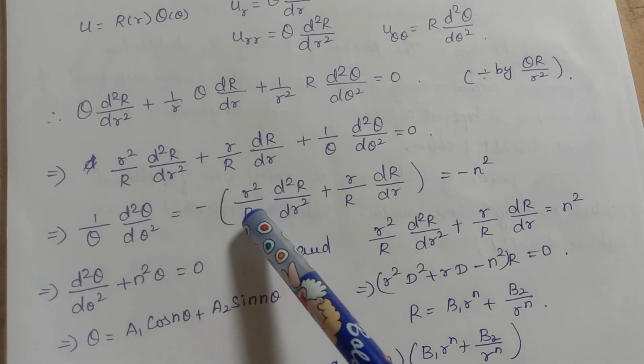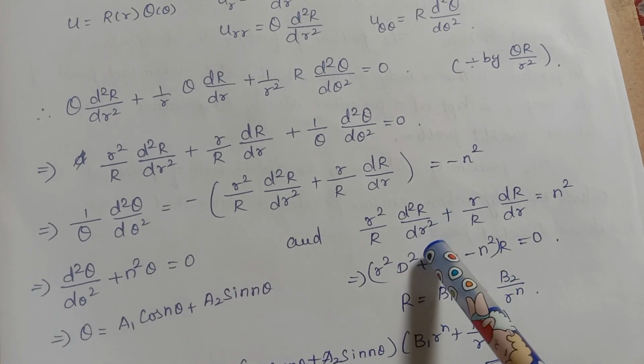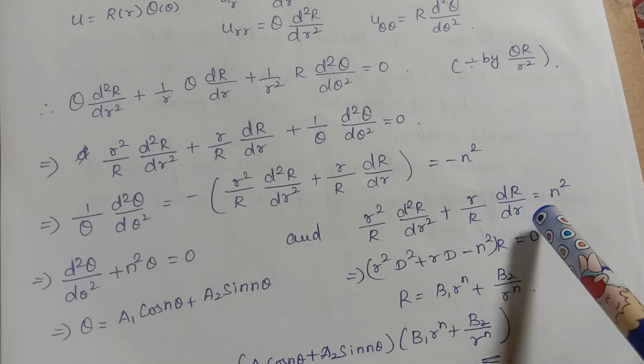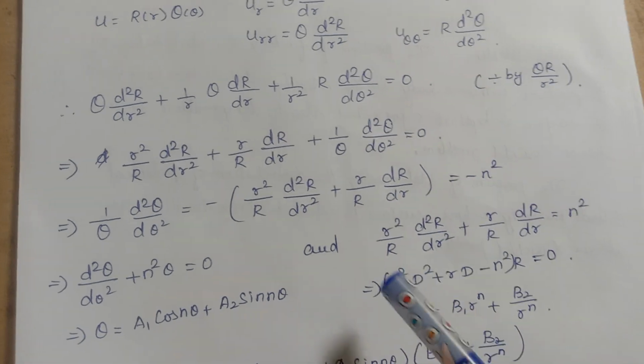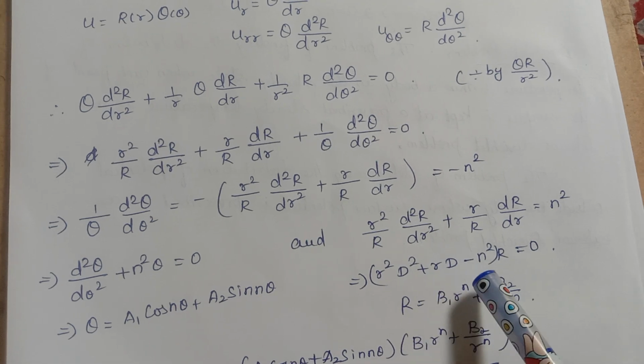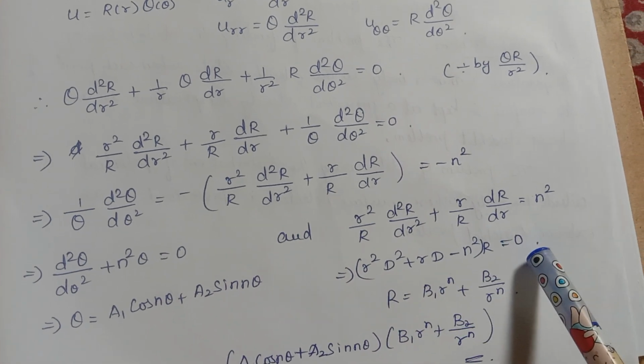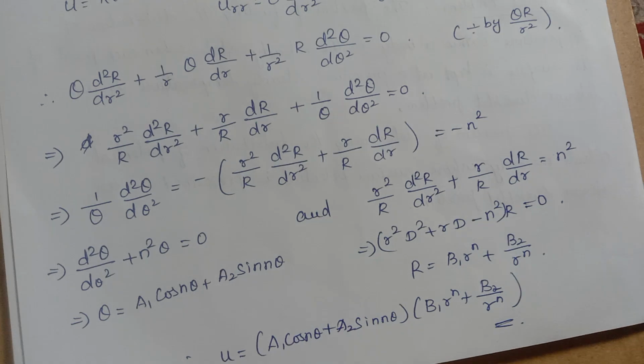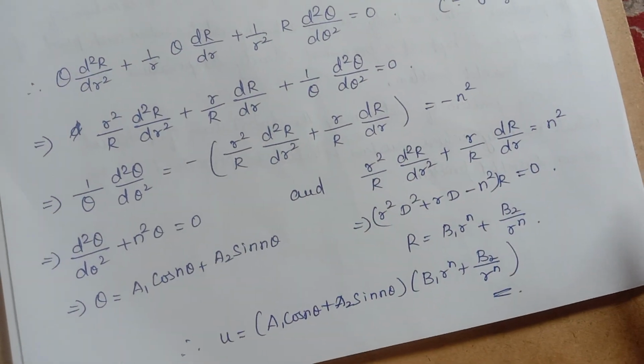Okay, right. Now this side, r² (d²R/dr²) + r (dR/dr) equals n². Now throughout you multiply by capital R. So you get r² d² + r d − n² times R equal to 0. This is a second order ordinary differential equation with variable coefficients.